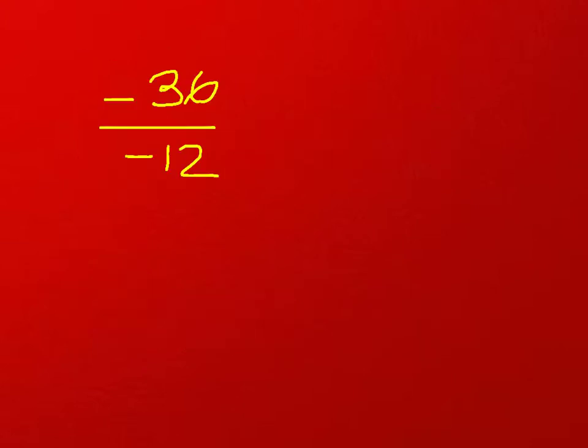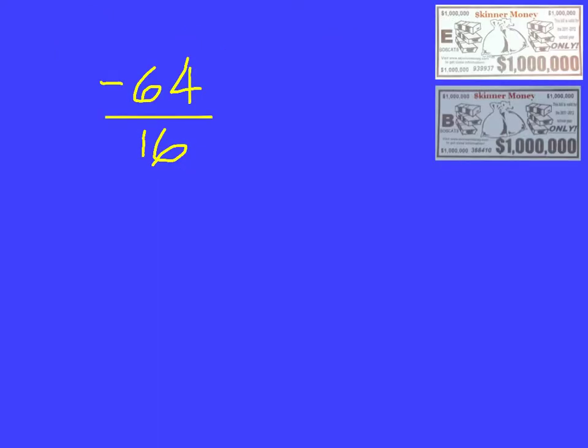Second bonus problem. Practice problem number 2. We have negative 64 over positive 16, so we're going to have a negative answer, and it's going to be negative 4.